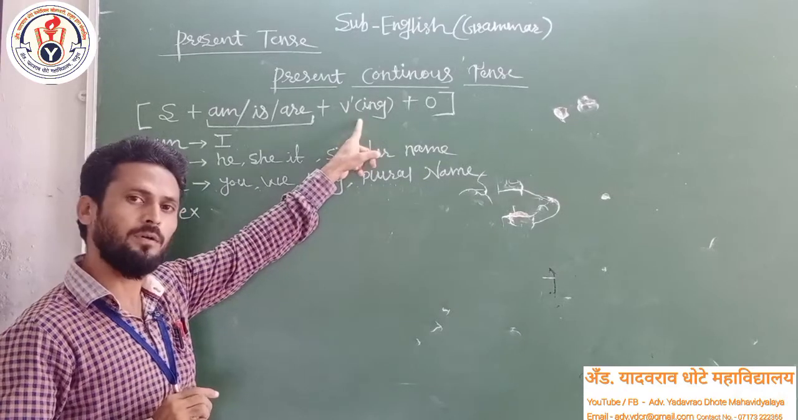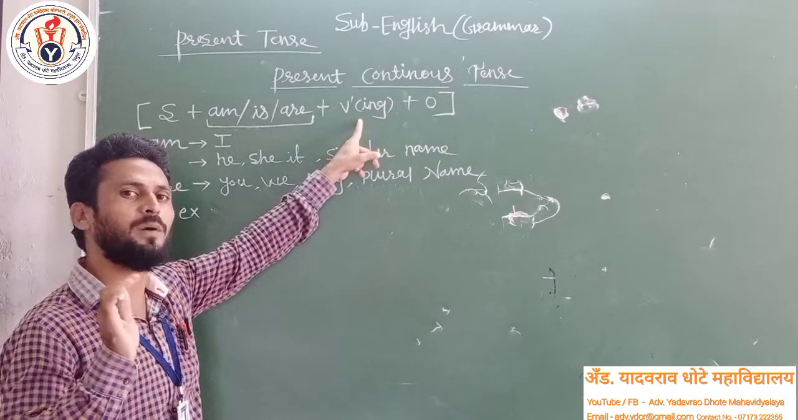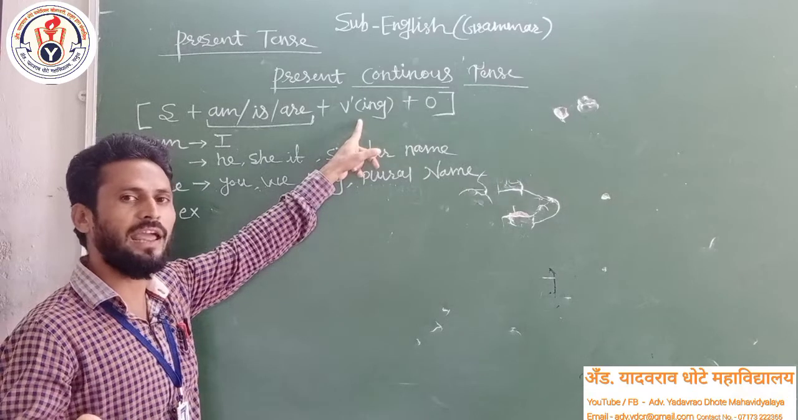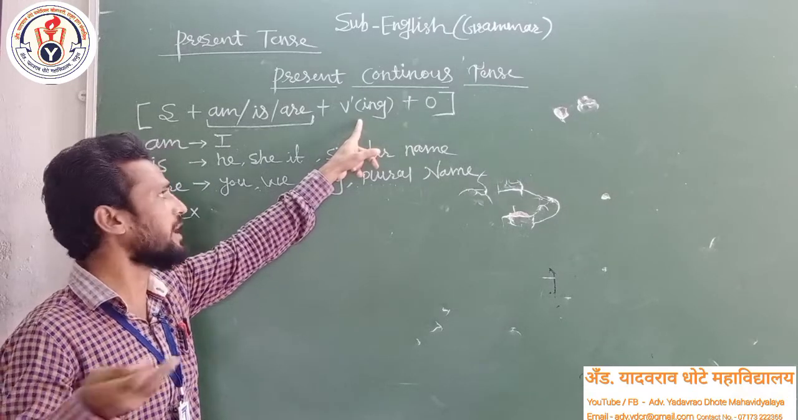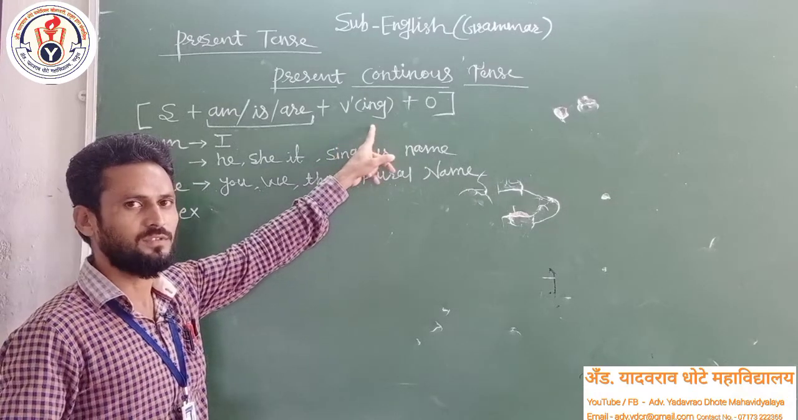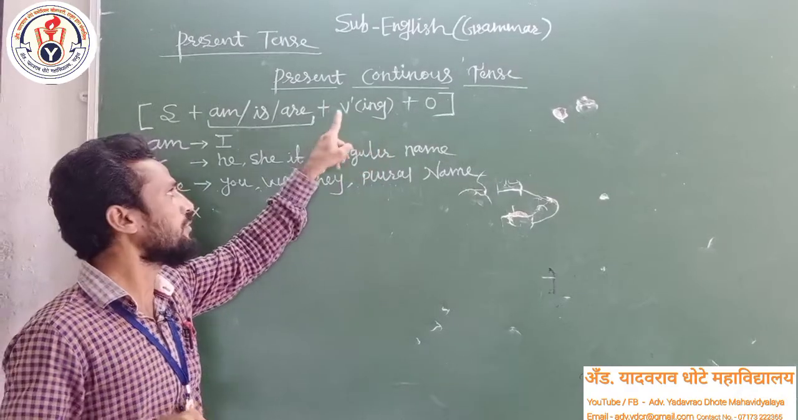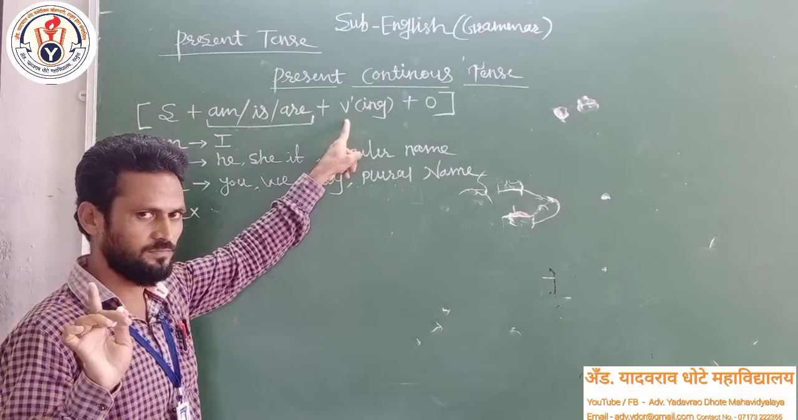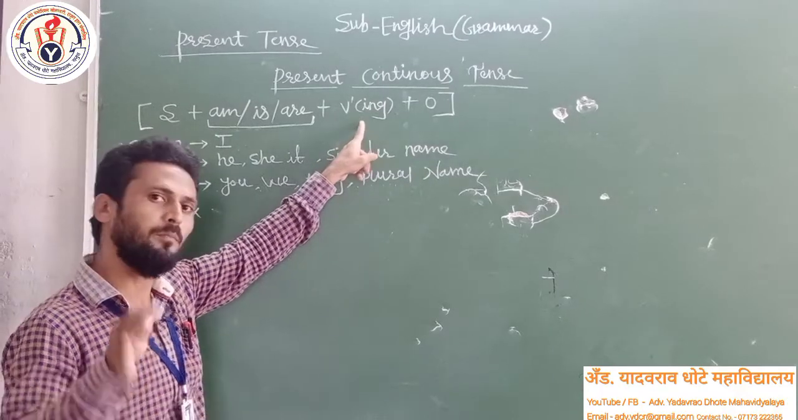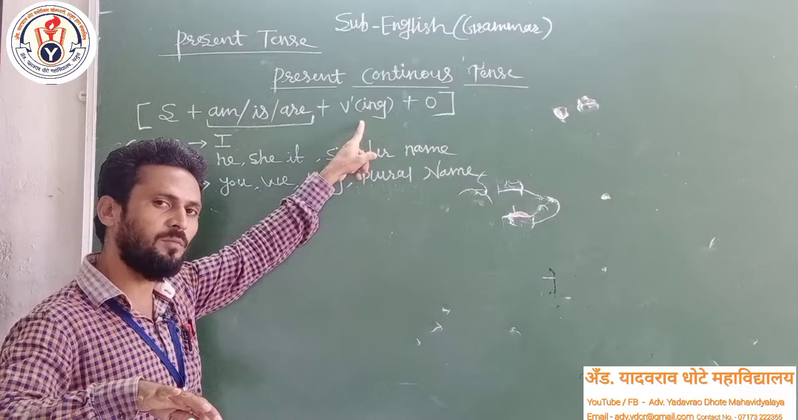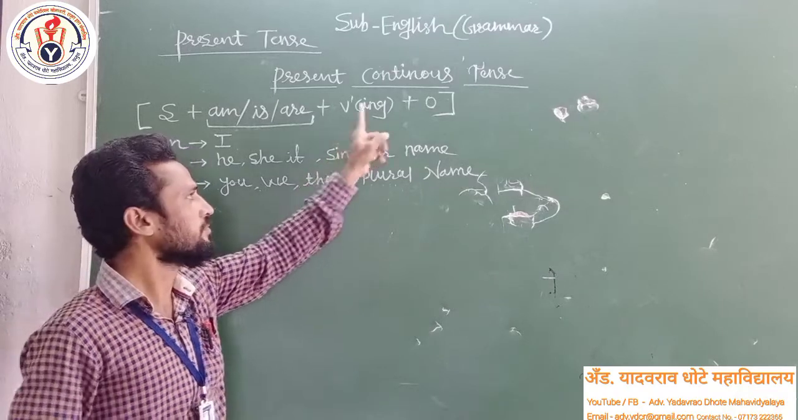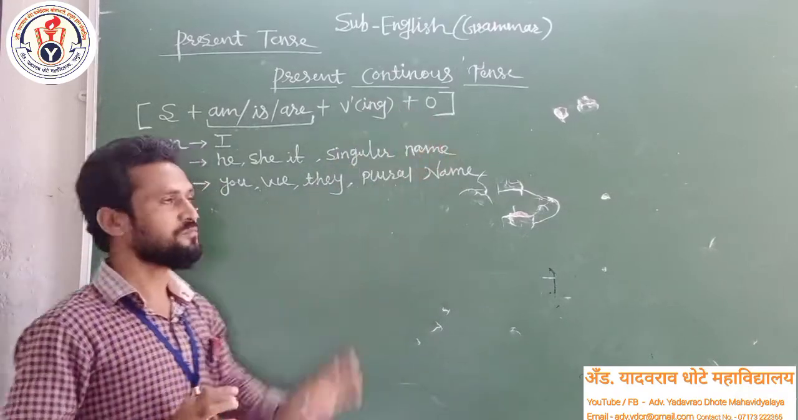That form of verb is known as present participle, and in our general language we can say verb ing. It means you have to put the ing suffix to the first form of the verb. In this way, it will become the verb ing form or present participle form. And the last one, object.